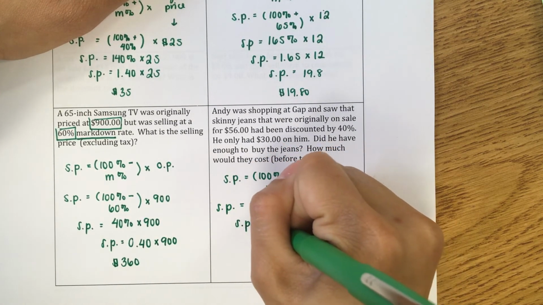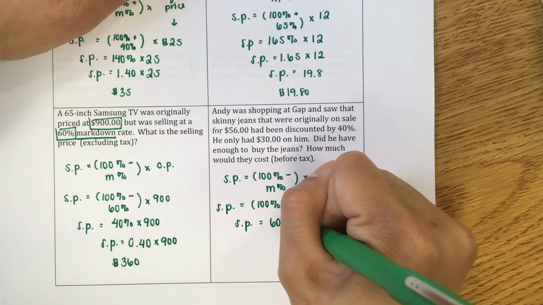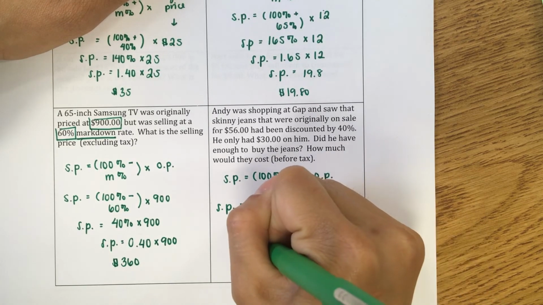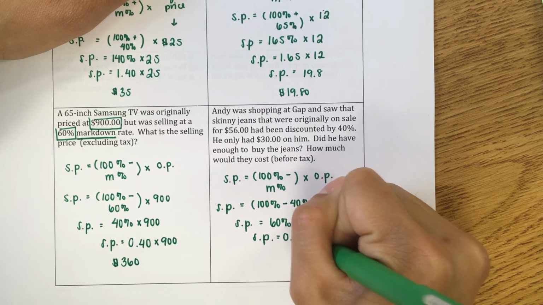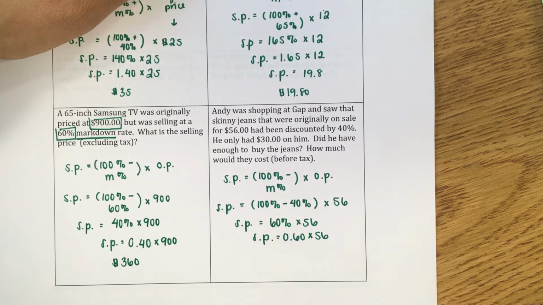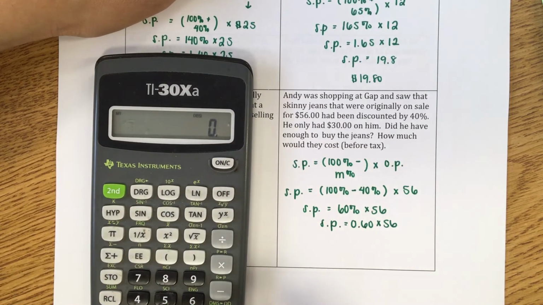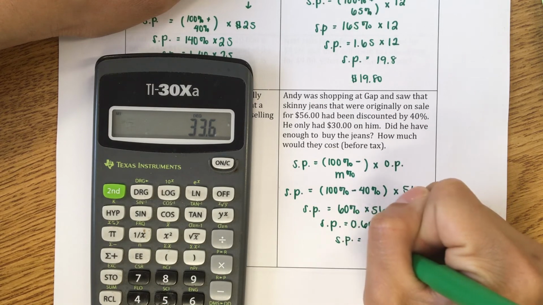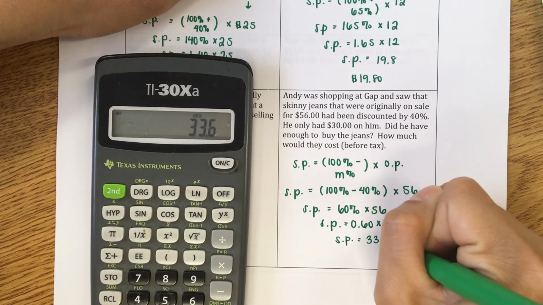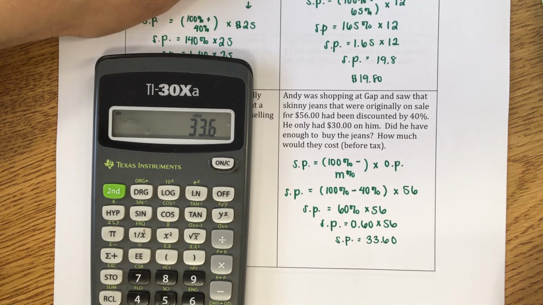100 minus 40 will get you 60% times 56 here. Selling price would then be 0.60 times 56. When we put that into our calculator, 0.6 times 56, we should get a selling price of $33.60. So if he only had $30 on him, did he have enough to buy those jeans? Andy didn't.